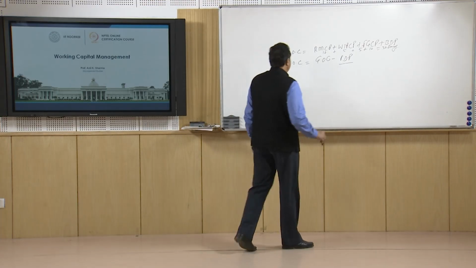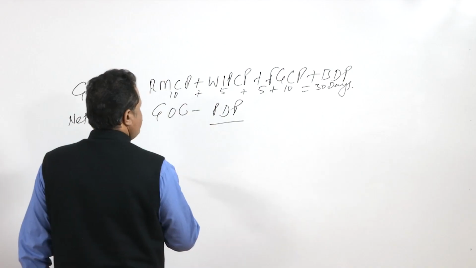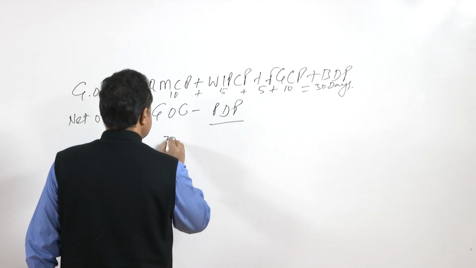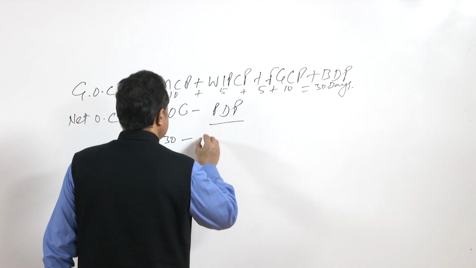So, for example, we have calculated here that the gross operating cycle is say 30 days and PDP allowed is say 20 days.